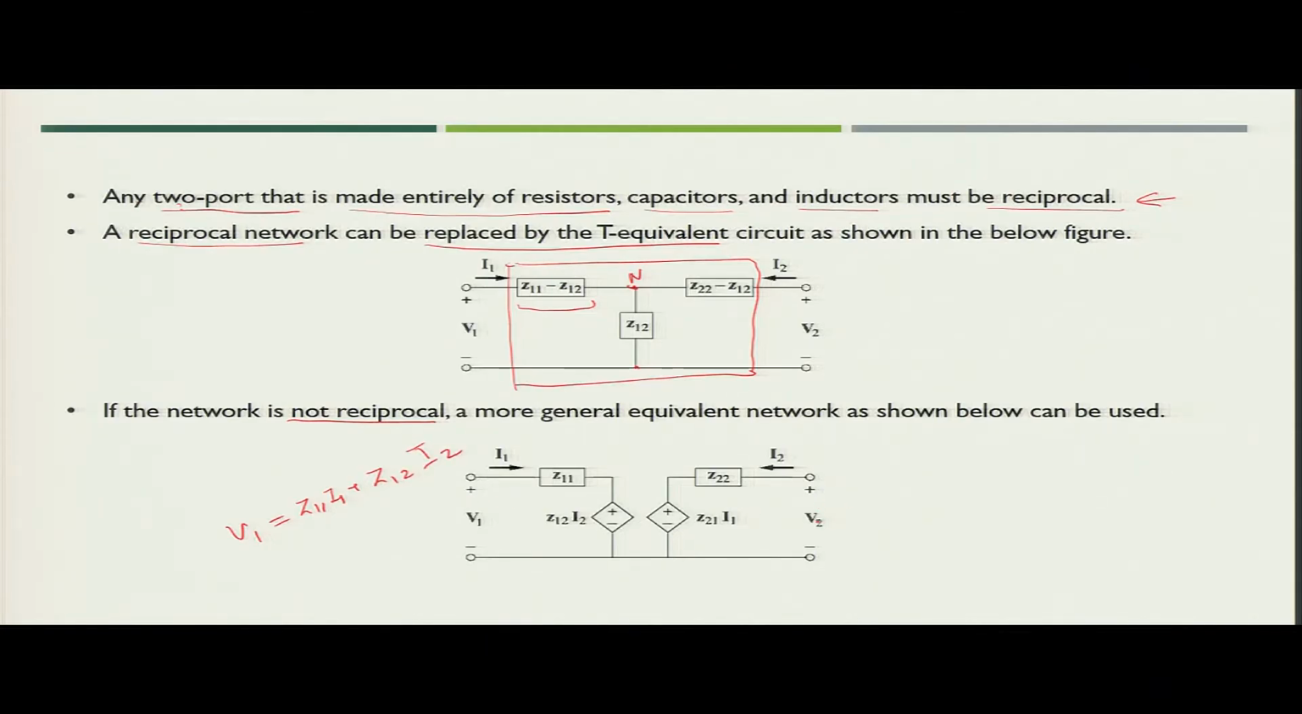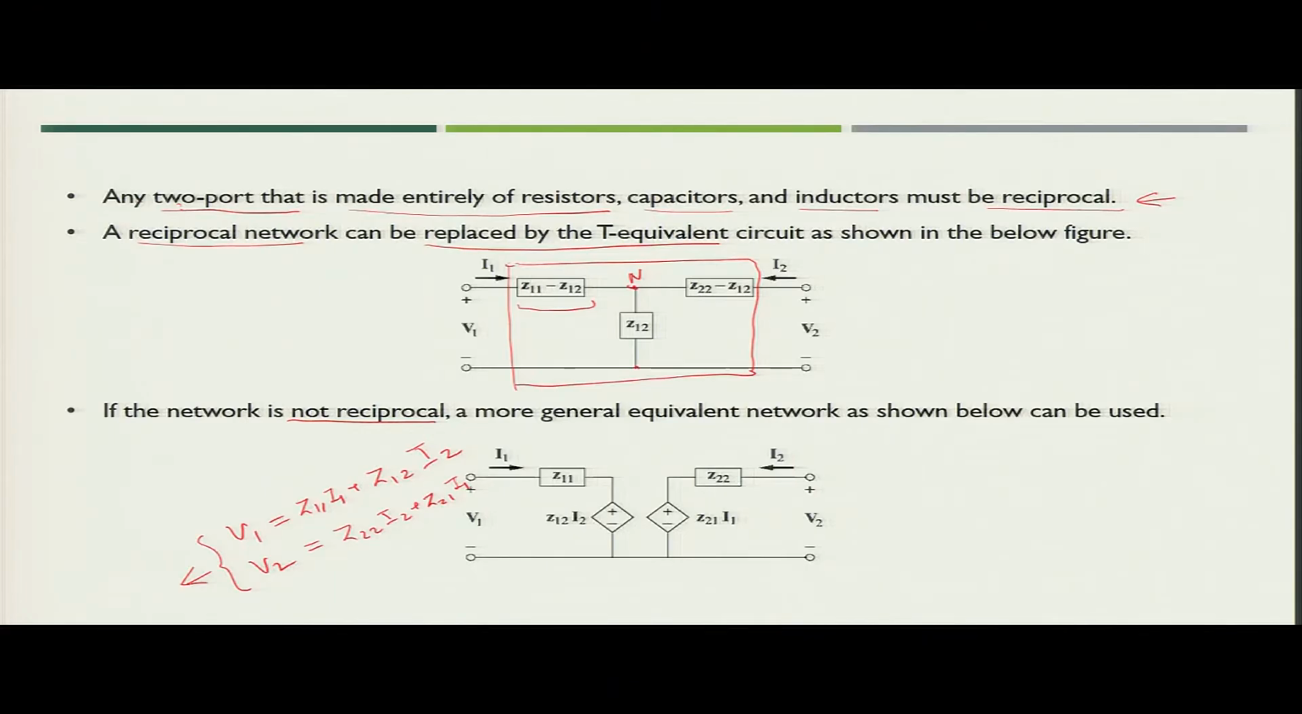From this side, V2 is applied across the port, and current I2 is flowing through the impedance Z22, and there is a dependent voltage source having value Z21 I1. Now, if you want to write the loop equation for this particular port, V2 is nothing but Z22 I2 plus Z21 I1. So, these are the same equations which we just saw in the previous slide.